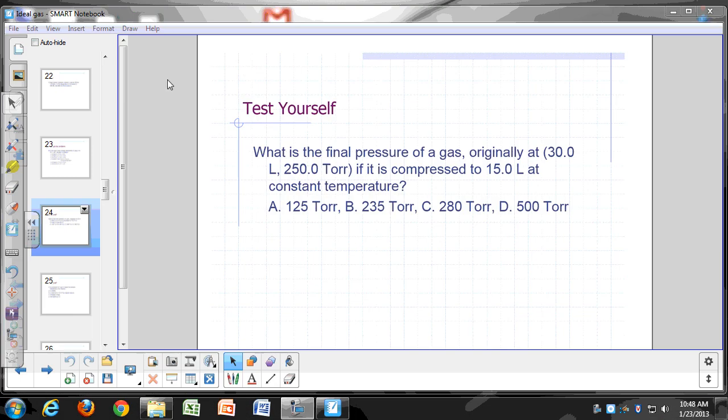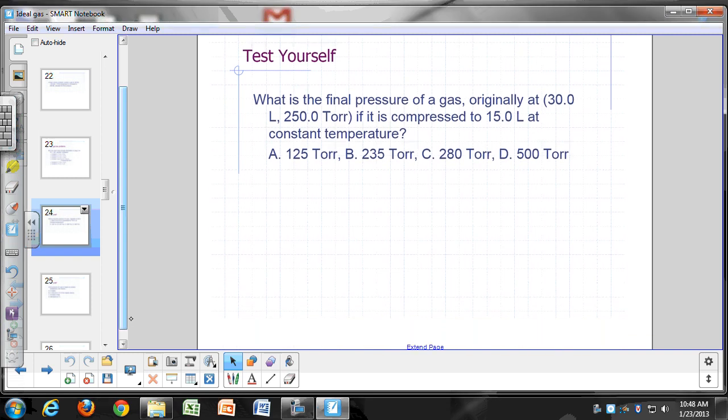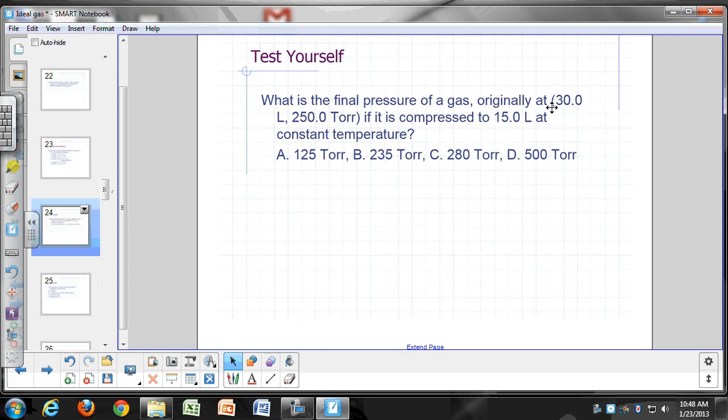So let's continue our discussion of ideal gas behavior. Let's look at a few example questions. Here's one. What's the final pressure of the gas originally at 30 liters, 250 torr, if it's compressed to 15 liters at constant temperature? So what's applicable here?